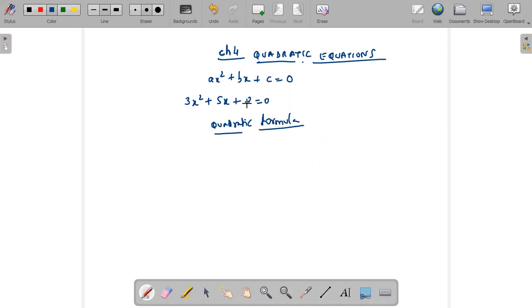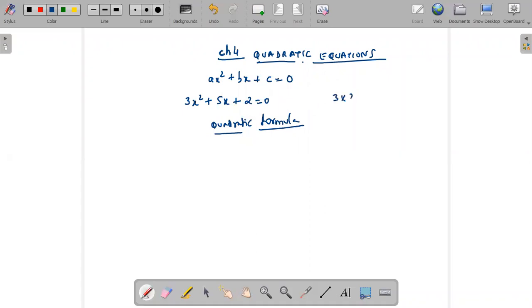Now see, if I am going to try to split it, 3 into 2, 6, the product has to be 6. And when you add, you have to get positive 5. Okay, so can you think of two factors which on multiplying give me 6, but on adding will give me 5? If you think you are able to do it, then you can do it.